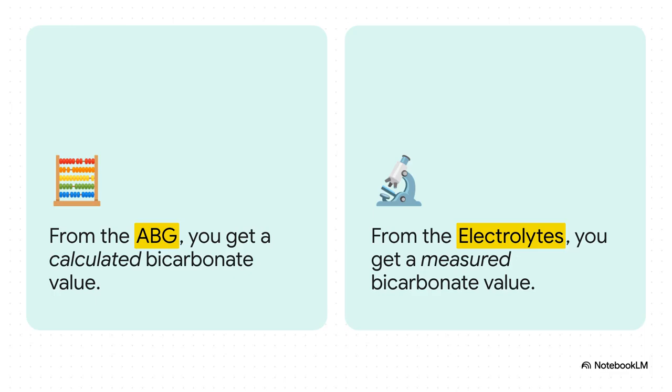Okay, so our evidence is secured. Now for step 2, we have to verify it. Here's something you might not realize. You actually get 2 bicarbonate values from your labs. The ABG gives you a calculated value based on an equation, while the electrolyte panel gives you a directly measured value. You have to make sure they're telling the same story.